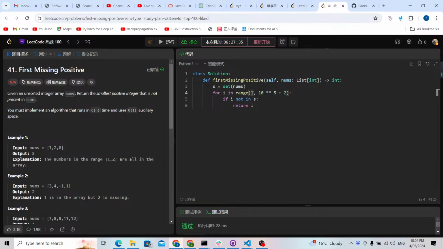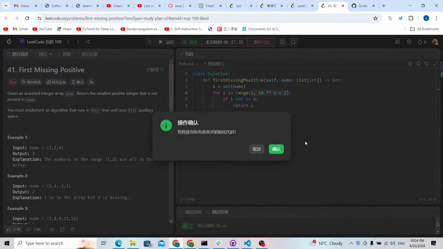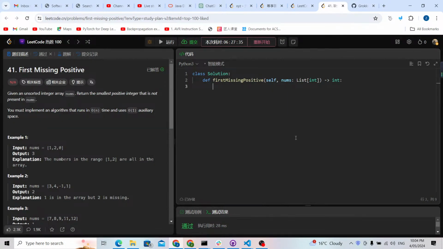But this constraint is really important. It means all the numbers we care about are going to be from 1 to the length of nums plus 1. Now we're going to use this kind of strategy to solve the problem. We have the length of nums. For this problem, that is really hard. It is hard not because it's hard to think, but because there are a lot of edge cases where we might make mistakes.